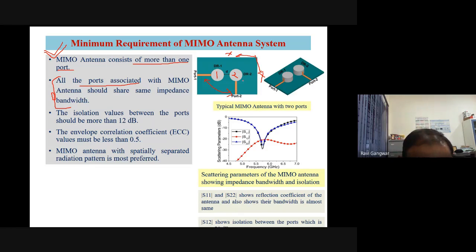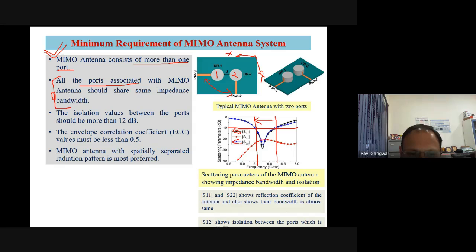So you can say that here we have calculated your S11 and S22, that is your blue one and black one. Both give your S parameters, that is the reflection coefficient of antenna 1 and antenna 2. If you consider your minus 10 dB bandwidth, then both antennas share the same impedance bandwidth.